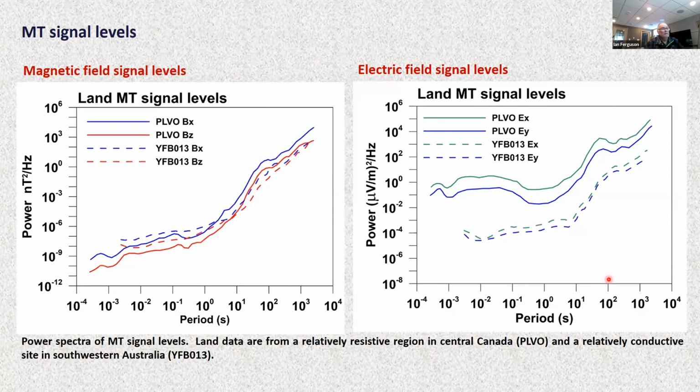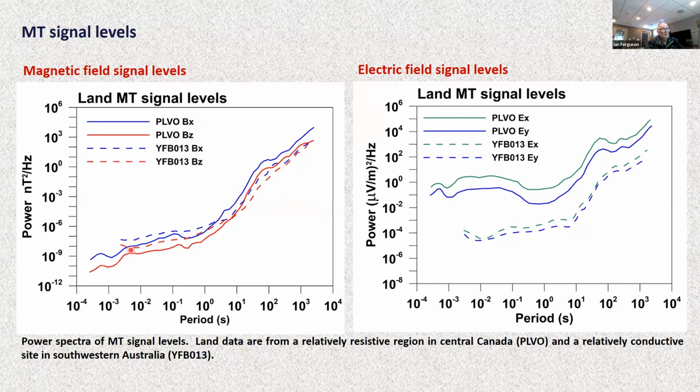In order to understand the necessary specifications of the equipment we'll be using, we need to look at the signal levels that we'll be measuring. And this slide just compares 2 typical signal levels. In this case, it's from 2 Proterozoic sites, a relatively resistive site from the Grenville origin in Canada, and a relatively conductive site from the Fraser origin in Australia.